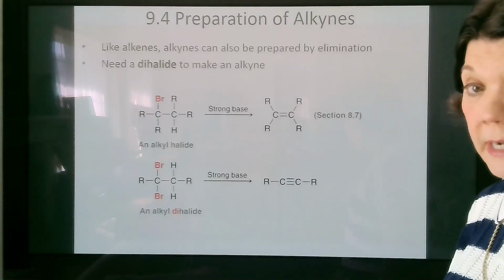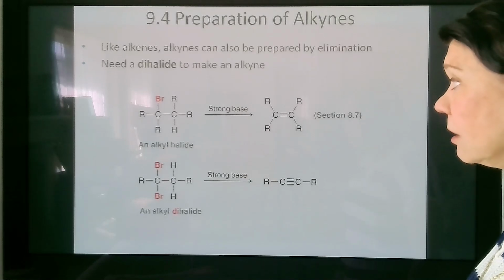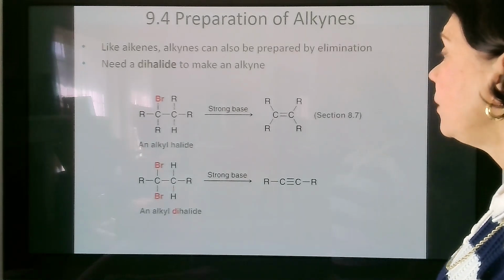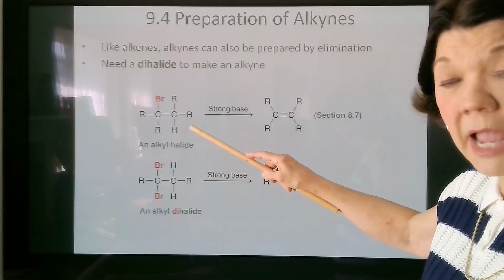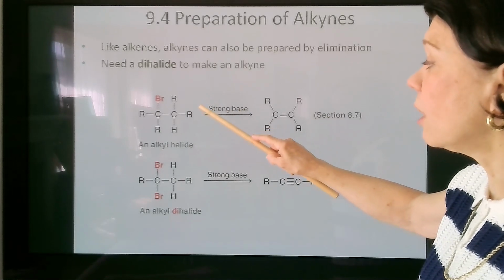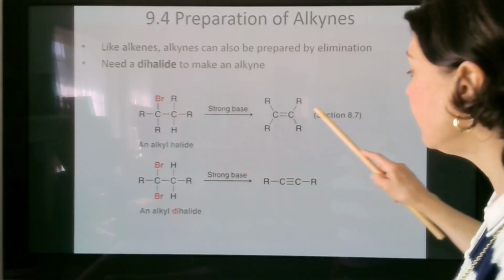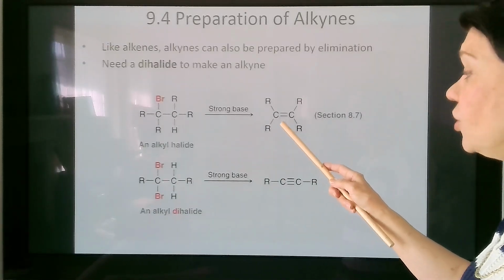Alkynes, this is a preparation of alkynes. Now, alkynes can be prepared by elimination. So you need a dihalide. So here you can have a strong base, remember an E2 reaction. And so you can have a strong base come in and deprotonate, the pair of electrons moves in, you lose bromide, and you will get an alkene.